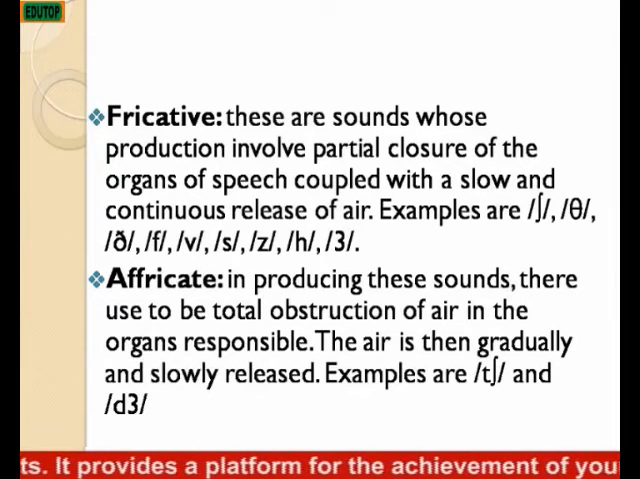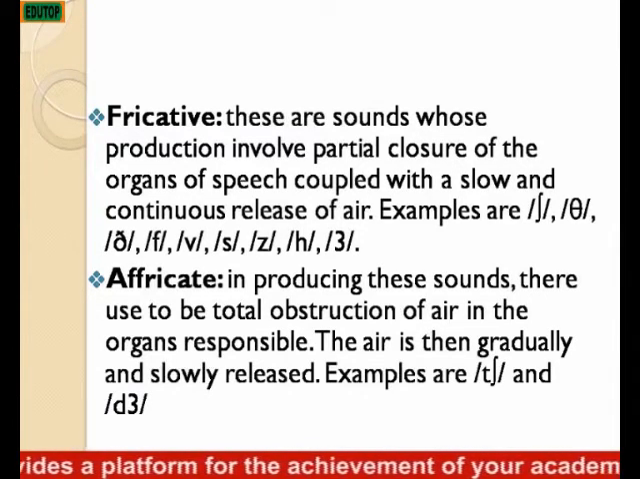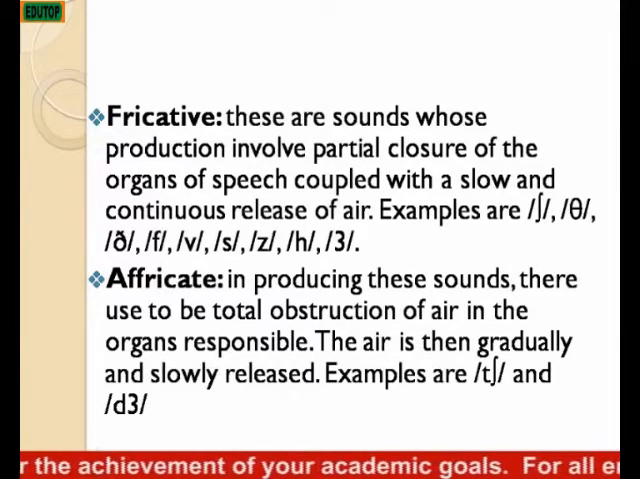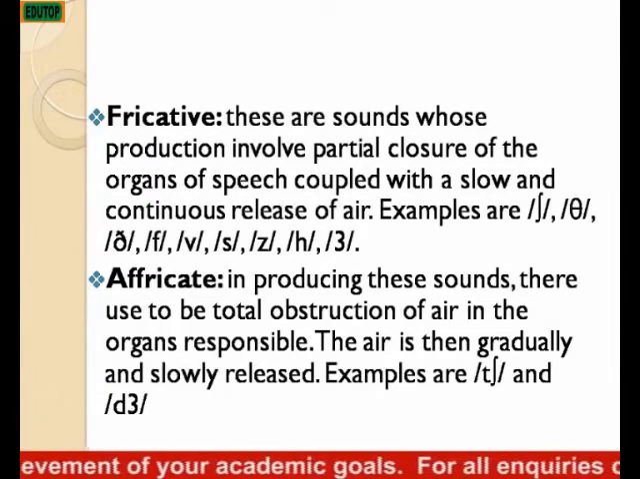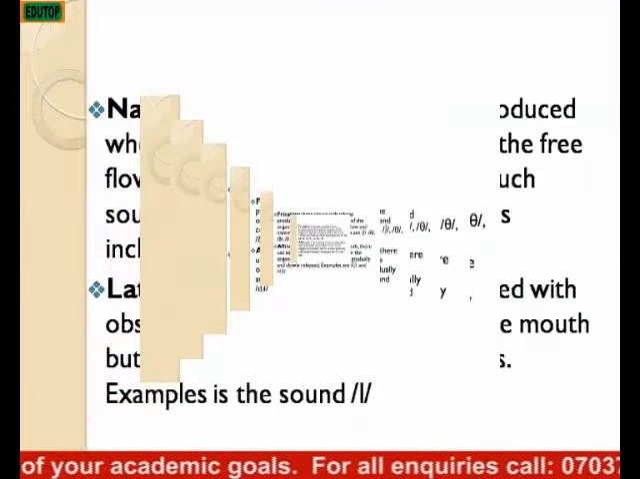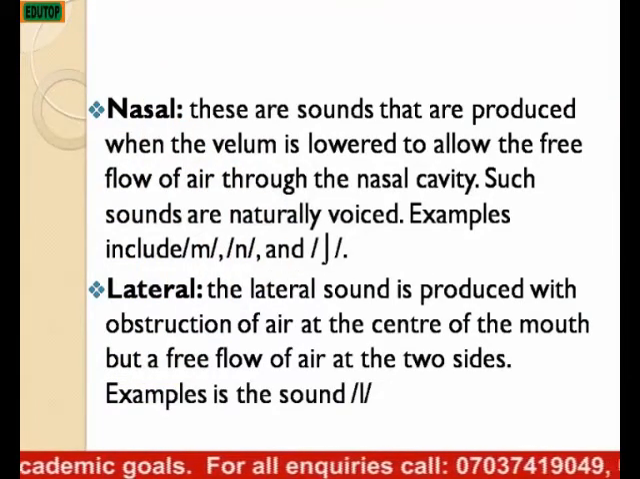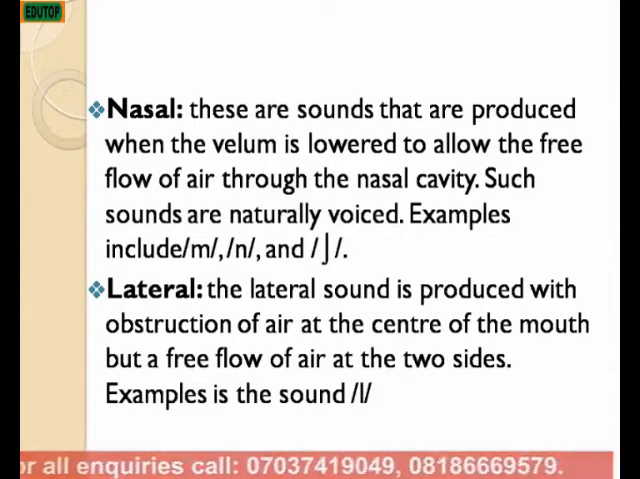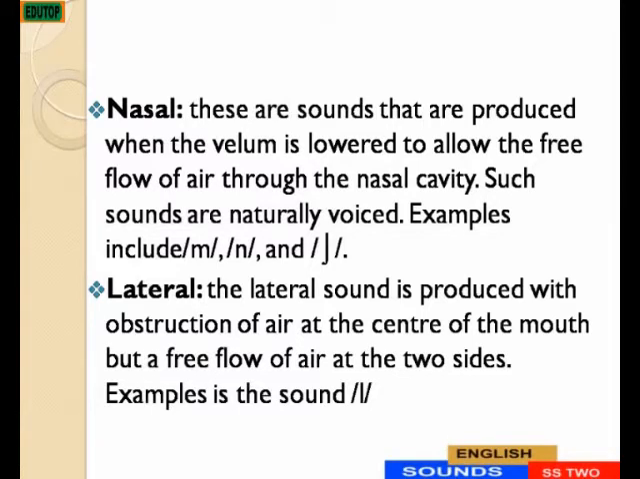In their production, there is total obstruction of air in the organs responsible, but the air is gradually released. Examples of such sounds are ch and j. We have nasal sounds as well. Nasal sounds are produced when the velum is lowered to allow the free flow of air through the nasal cavity. Such sounds are naturally voiced. So all nasal sounds are voiced. None of them is voiceless. Examples of nasal sounds are m, n, and ng.